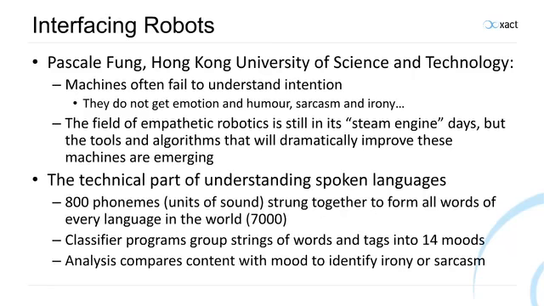The task becomes more manageable when you break it down into smaller building blocks. The 7,000 languages of the world consist of only 800 phonemes, which are the building blocks of sound. And current research and experiments are trying to classify moods into 14 categories. This yields a limited number of combinations, which analytical code is hoped to translate into writing.